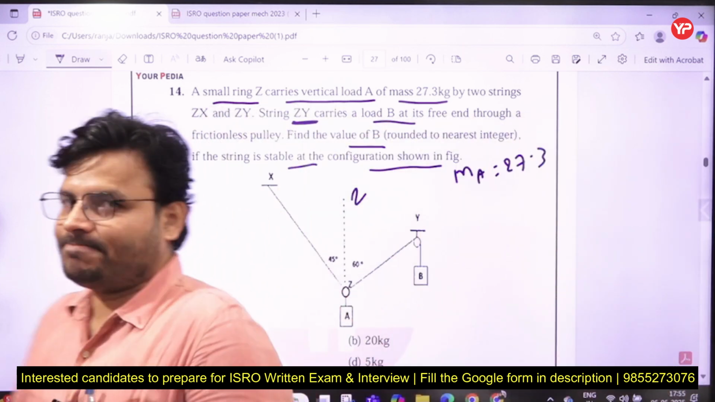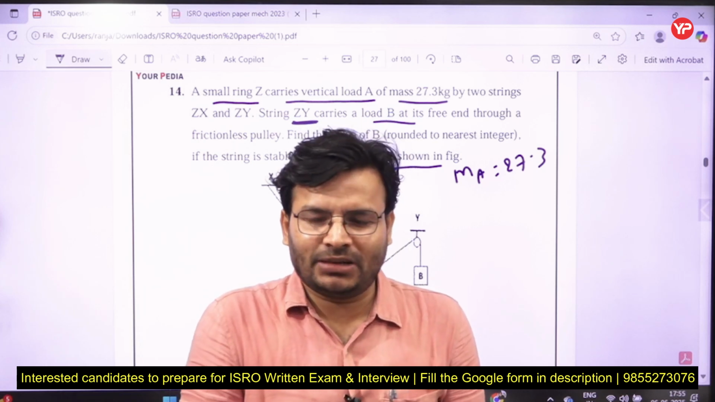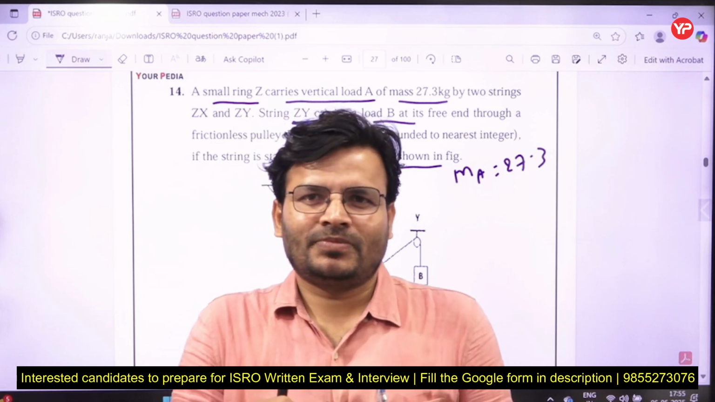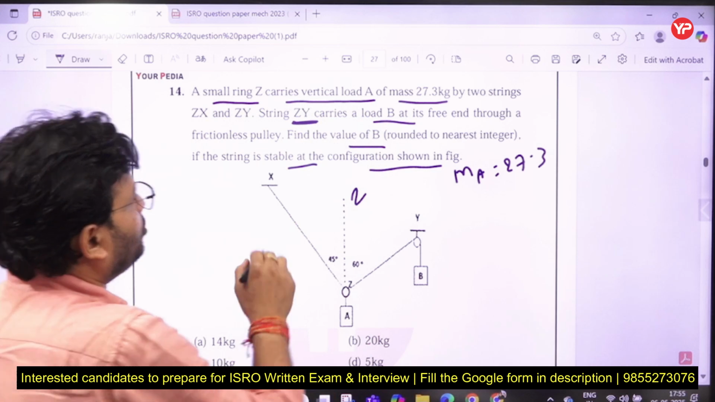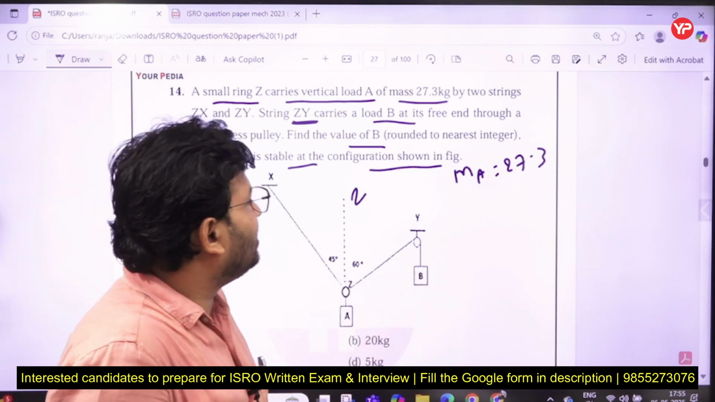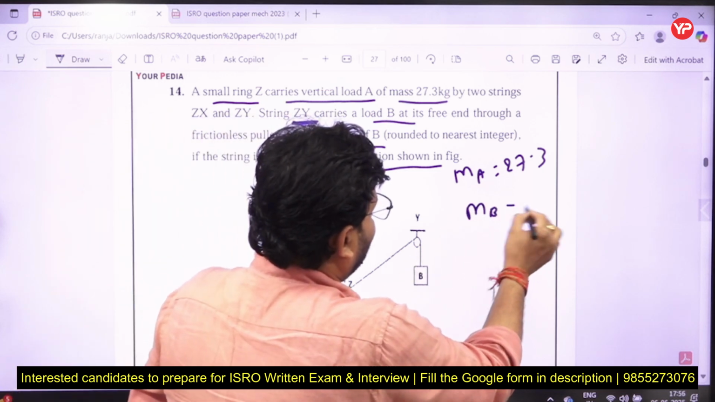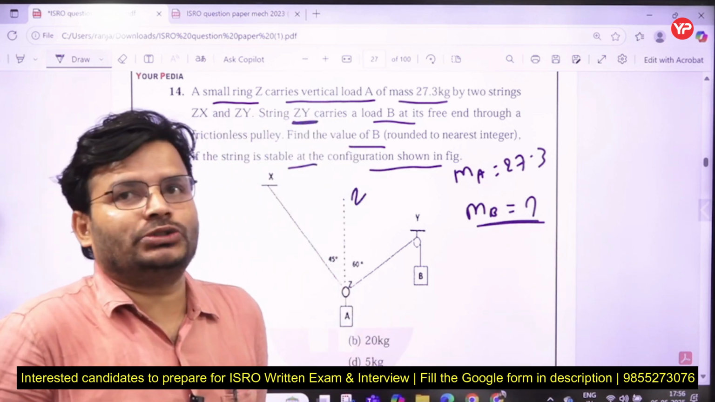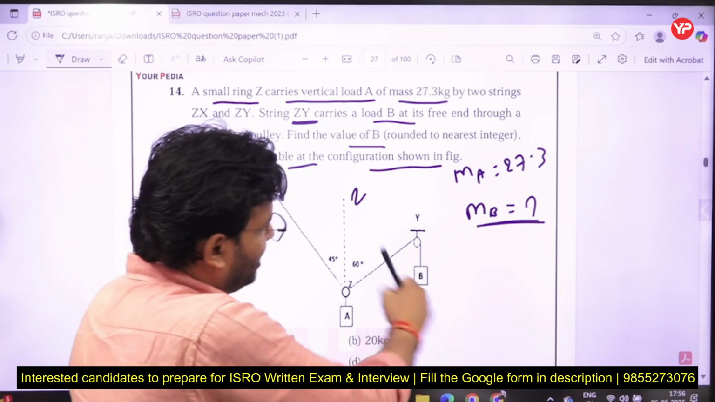Now start thinking, what is the concept behind that, my dear friends? In the classroom I always say one thing you have to keep in mind: if there is a single string, tension will be the same throughout. In this question I have to find the value of M, sorry, I have to calculate the mass of B. Sir, I have to calculate the mass of B. Now I start thinking how I can do that, sir.